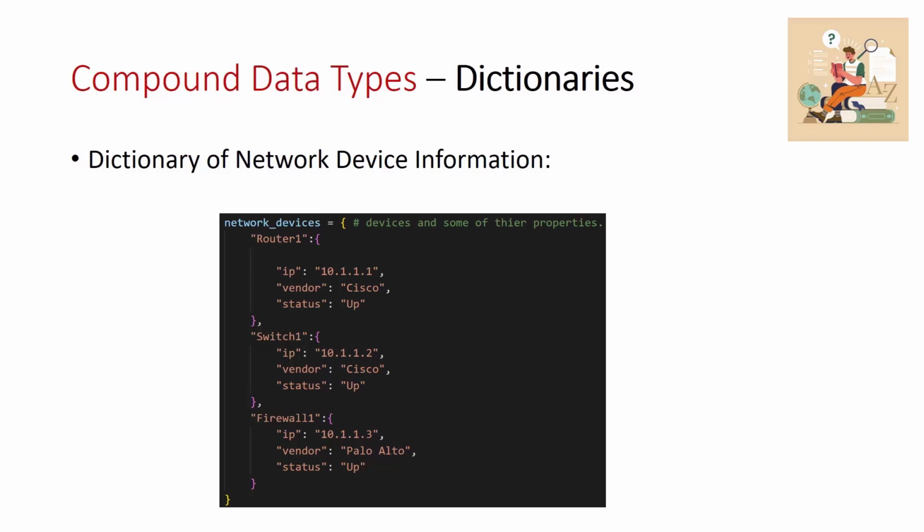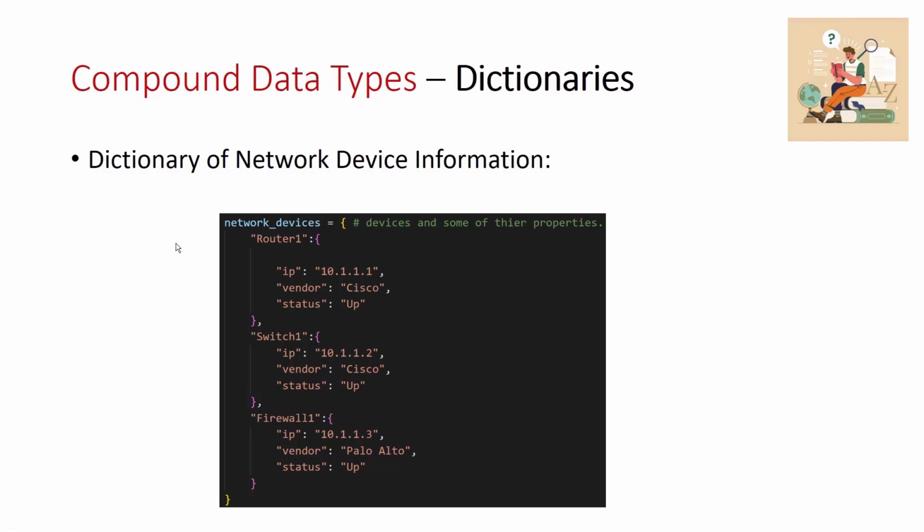In the realm of networking, dictionaries are handy tools for storing and handling detailed data about network devices. This data might include things like their IP addresses, the brand they come from, and whether they are active or not. In this code, the network devices variable takes the form of a dictionary.